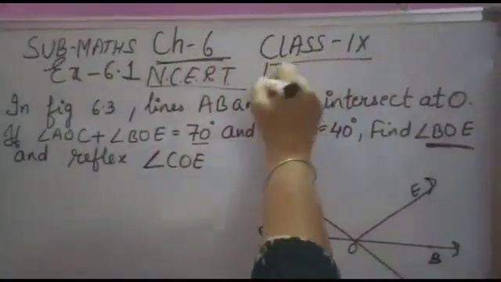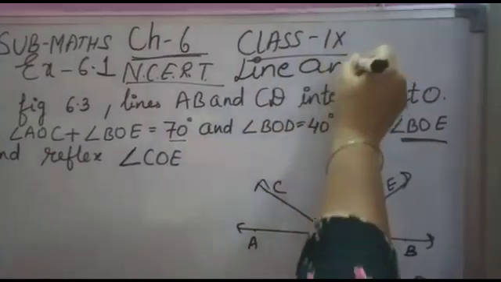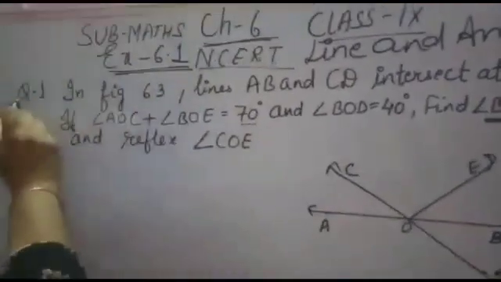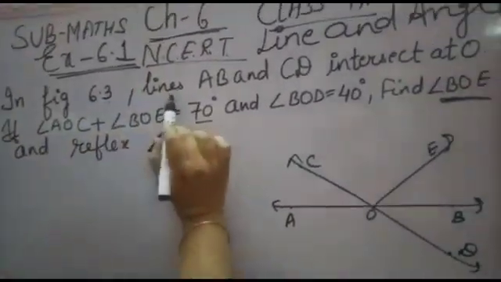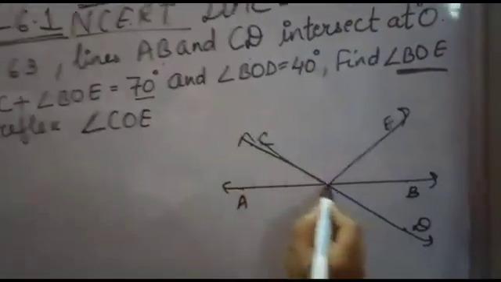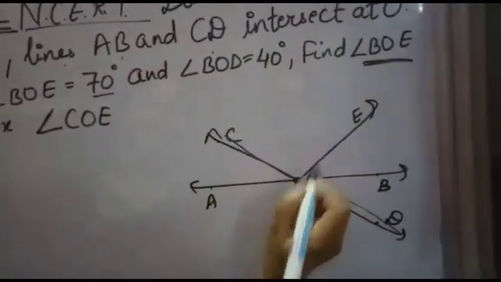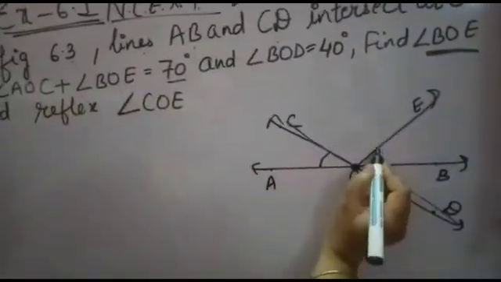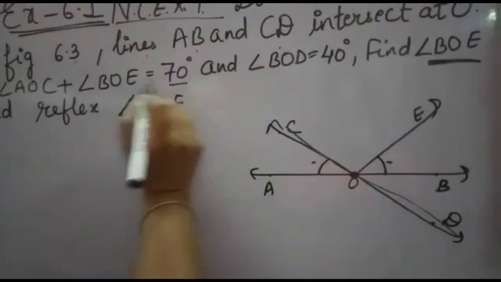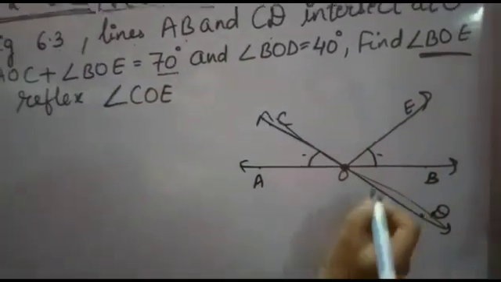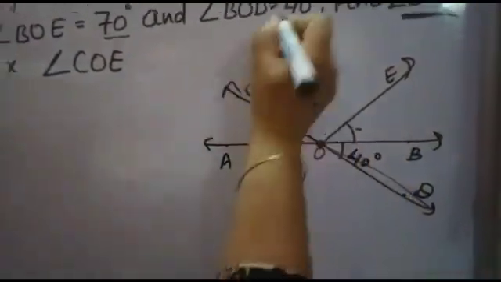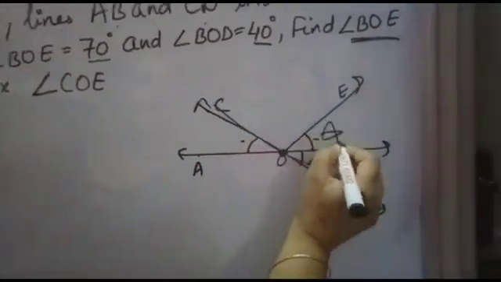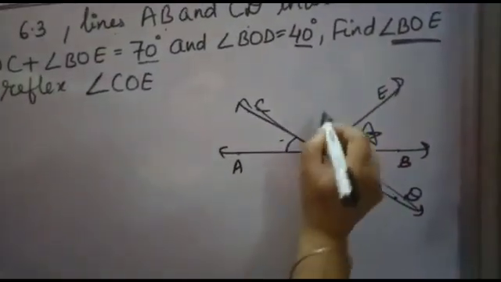Today we will do Lines and Angles of Chapter 6 of Class 9 math, Exercise 6.1, Question number 1. In Figure 6.3, lines AB and CD intersect at O. If angle AOC plus angle BOE is 70 degrees, and angle BOD is 40 degrees, find angle BOE and reflex of angle COE.